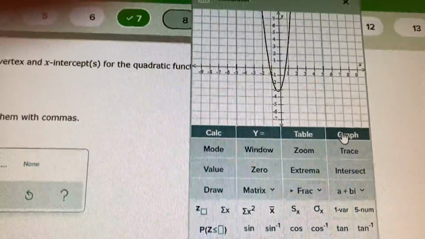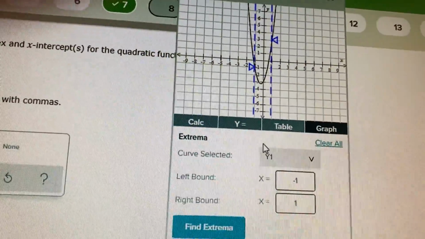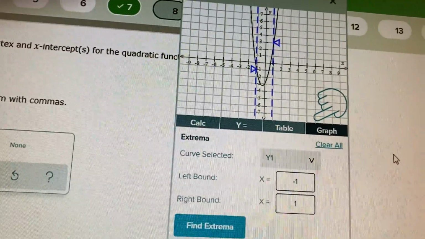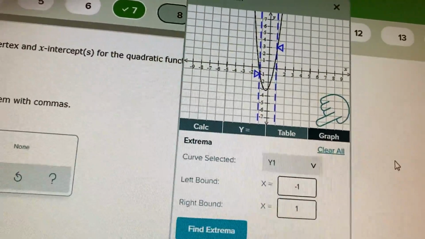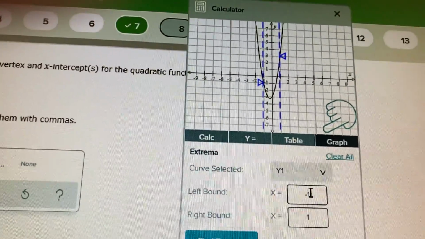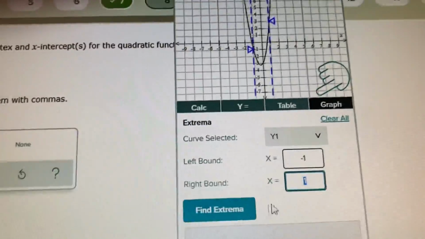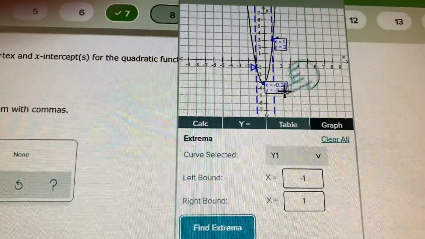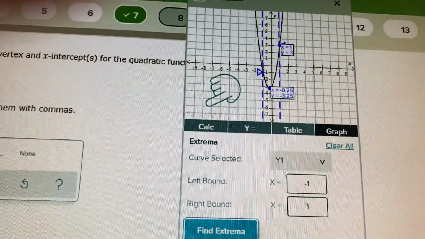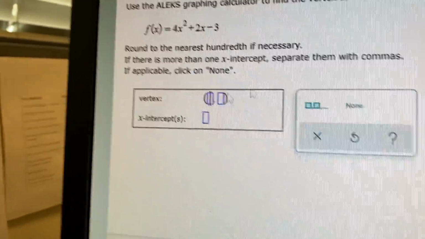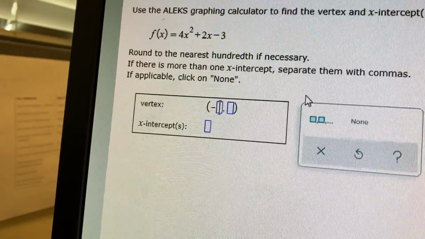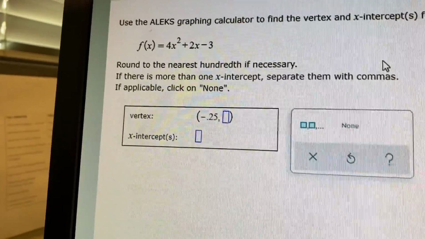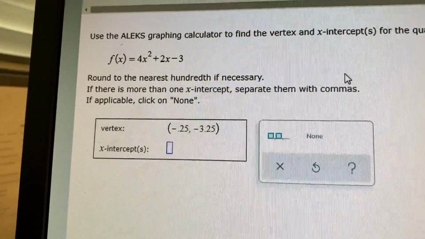There's your graph. So now go to extrema. And so remember your bounds. We're doing a vertex first. So your bounds on this one are, I would say, -1 to 0. Or you could do to +1. So that's going to say -0.25, -3.25. So we're going to go over here. -0.25. And it's -3.25. That's your vertex.